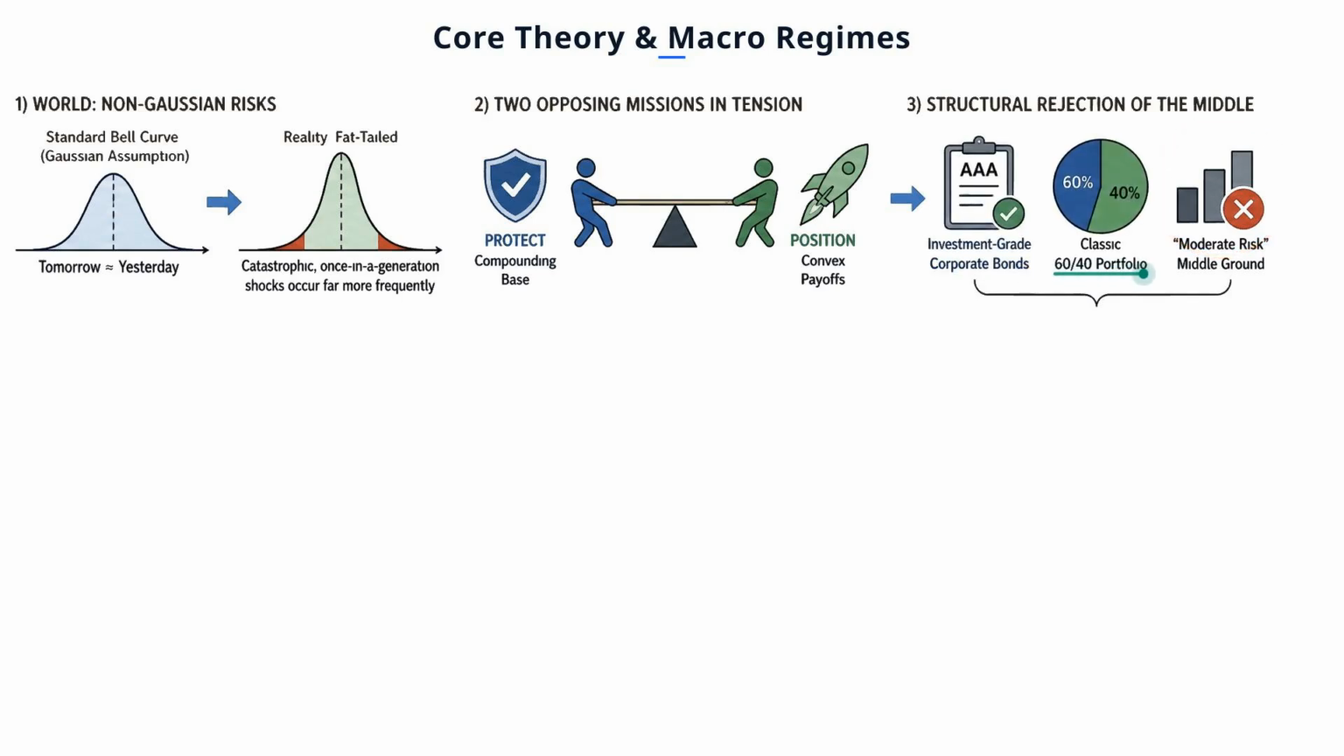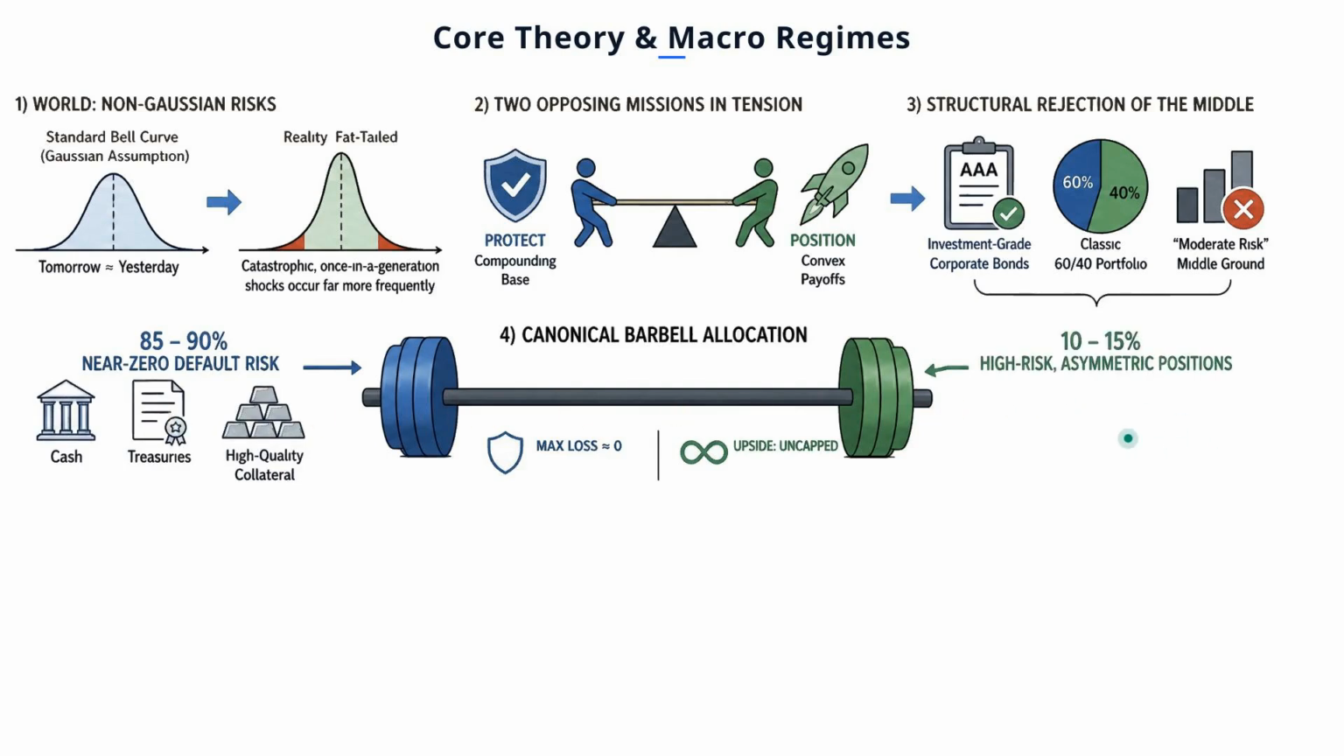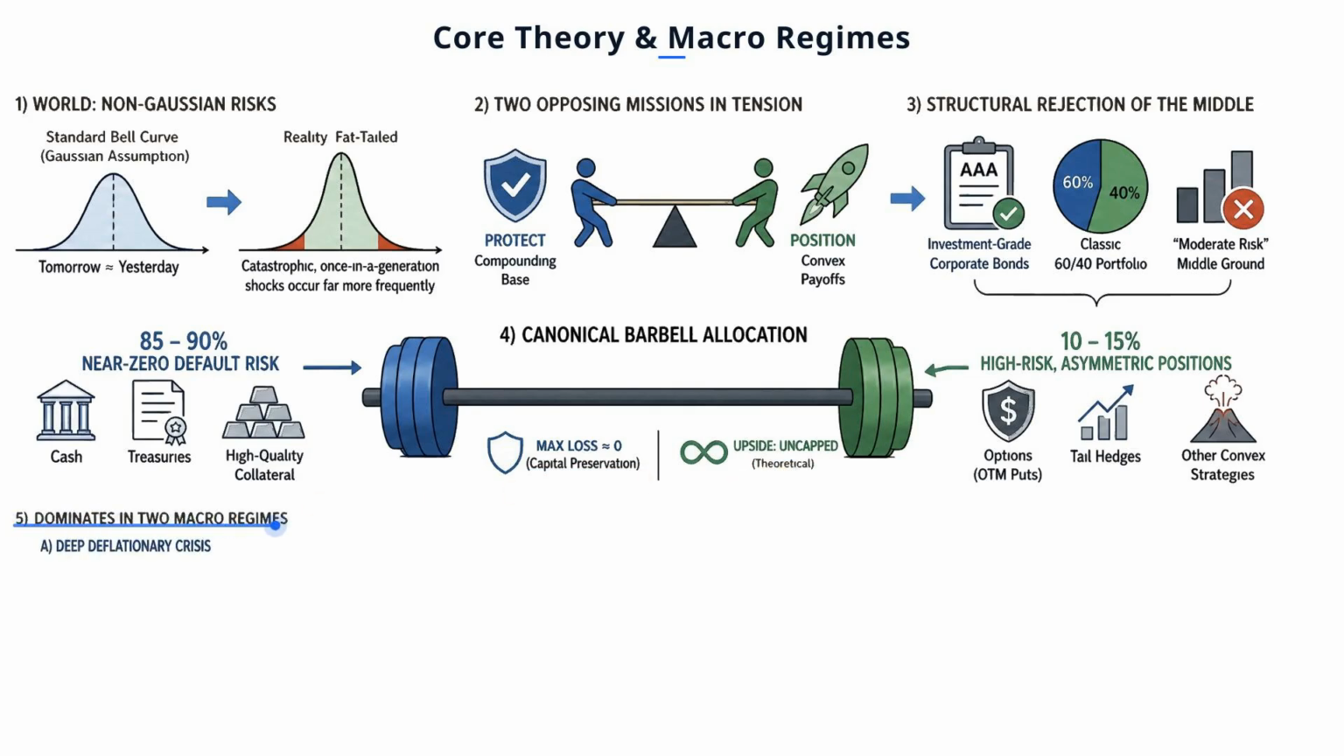classic 60-40 portfolio. Instead, the canonical allocation places 85 to 90% of capital into near-zero default risk instruments and the remaining 10 to 15% into high-risk asymmetric positions where the maximum loss is bounded to the premium paid, but the upside is theoretically uncapped. This architecture is specifically designed to dominate during two distinct macro regimes.